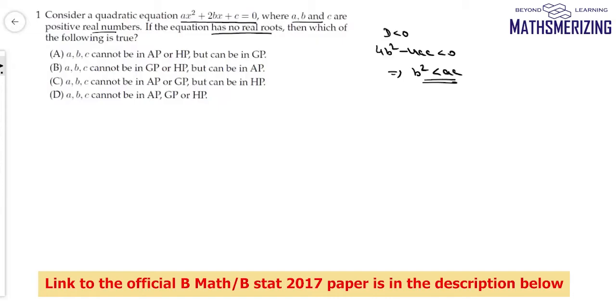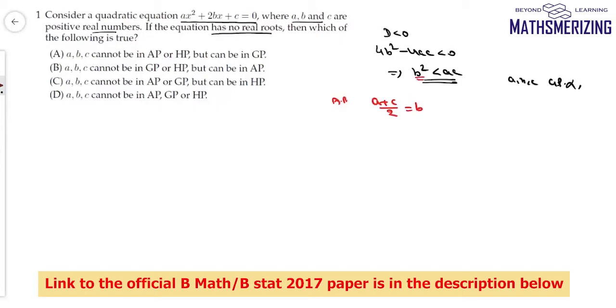Now since b square is less than ac, that means b square cannot be equal to ac. So a, b and c, they cannot be in GP. Now what about AP? Now condition for an AP is (a plus c) by 2 is equal to b.